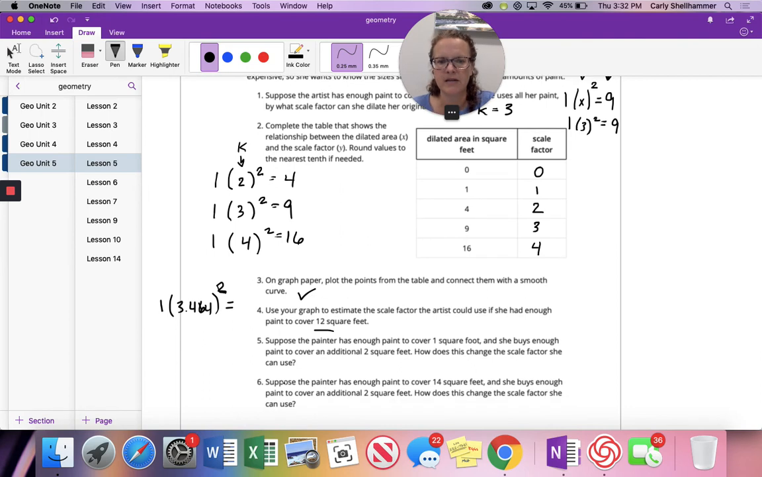Suppose the painter has enough paint to cover 1 square foot, but she buys enough paint to cover an additional 2 square feet. How does this change the scale factor she can use? She has enough paint to cover 1 square foot. She buys enough paint to cover an additional 2 square feet. So that's 3 square feet total. Okay? The scale factor would have to be the square root of 3. I don't know what that has to do with anything though. Let me look.